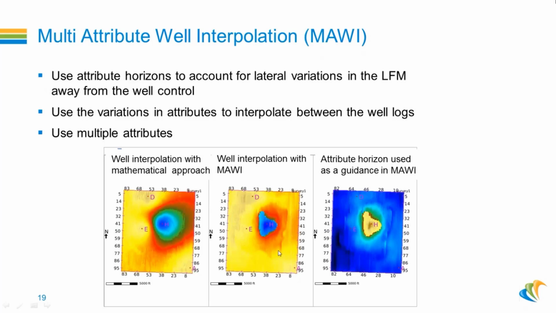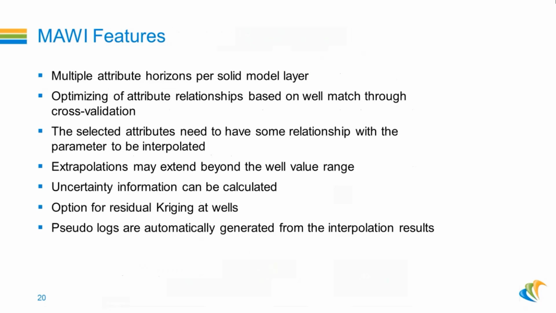The middle one is how MAWI works based on the horizon which we gave to MAWI. It's an attribute horizon to guide the interpolation. On the right-hand side, you can see that it has been used in the interpolation, and it becomes much more geologic. Here we're only using one attribute horizon, but you can use multiple attribute horizons, and it will decide which attributes to use based on the well matches. So you can use multiple attribute horizons per solid model layer.